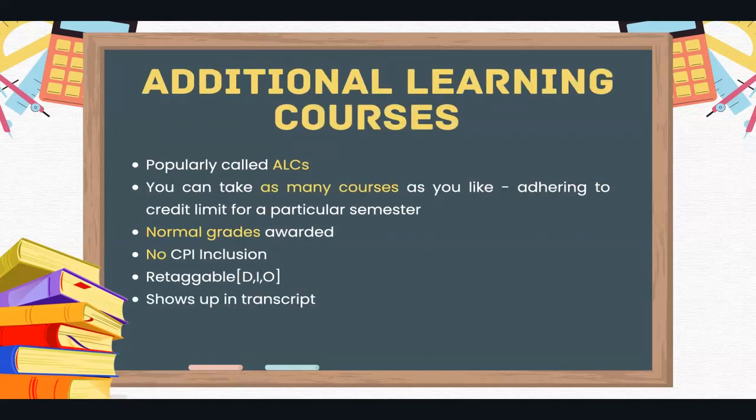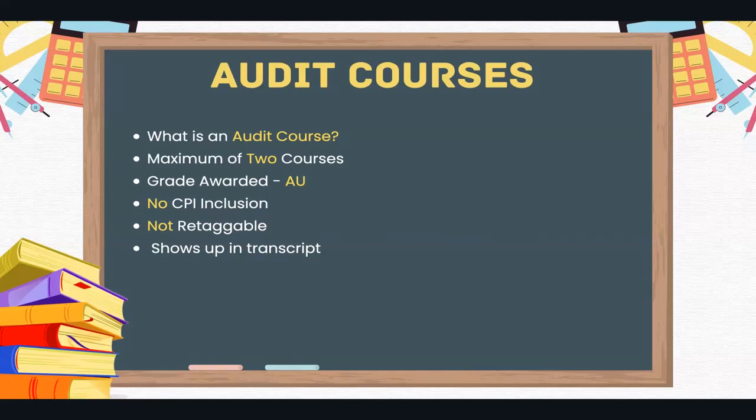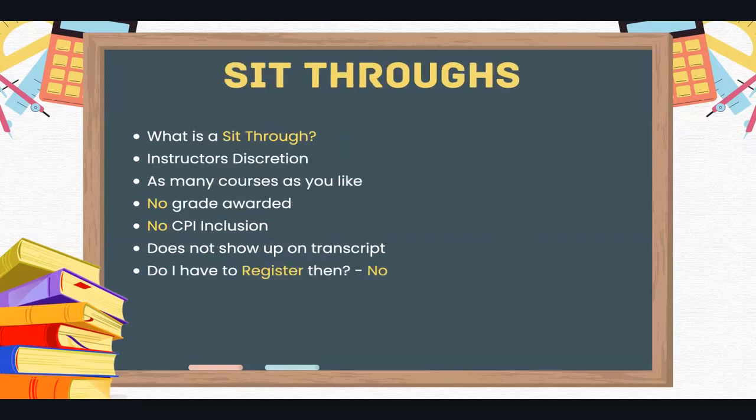And for both audit courses and additional learning courses, you will have to go through the normal registration procedure, and you will have to adhere to your category limit. What are sit-throughs? So you might be wondering how to do a course without registering for it and without worrying about the category limit. So what is a sit-through?